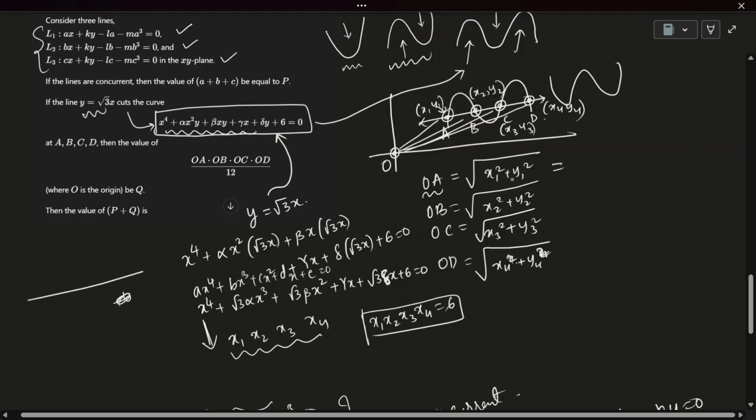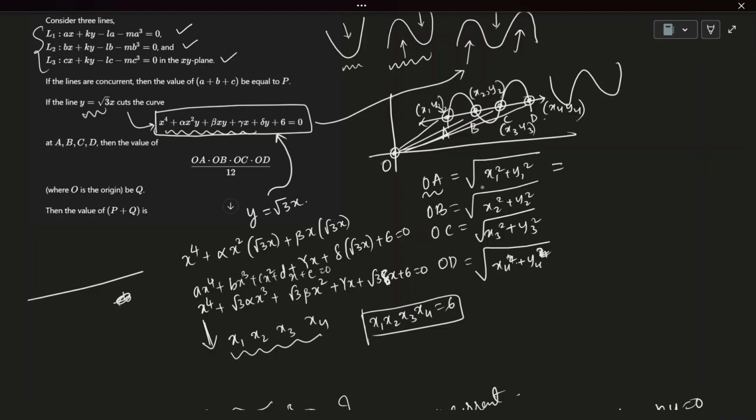OA. How to find OA? x square plus y1 square. See, the line is touching at 4 points, right? So I substituted this root 3 x here. So this point x1, y1: when you substitute x1 here, the y value will be root 3 x1. So this point will become x1 comma root 3 x1, and this will be x2 comma root 3 x2, and this point x3 comma root 3 x3. This is x4 comma root 3 x4.